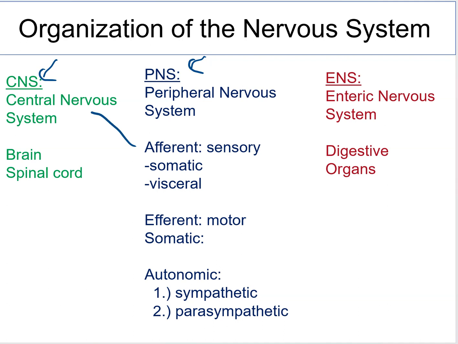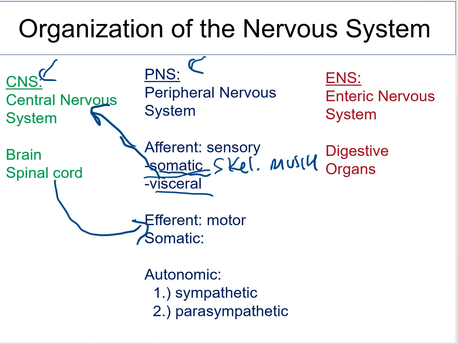So afferent, remember, is always carrying information to it, and efferent is always carrying information away from it. Now, this information can be coming from somatic receptors or visceral. So if the incoming information is coming from maybe skeletal muscle, then we say that it would use the afferent somatic nerves, okay, because the peripheral nervous system is going to be a lot of nerves. Maybe it's detecting stretch in a muscle.